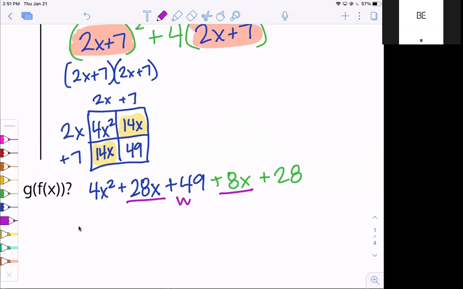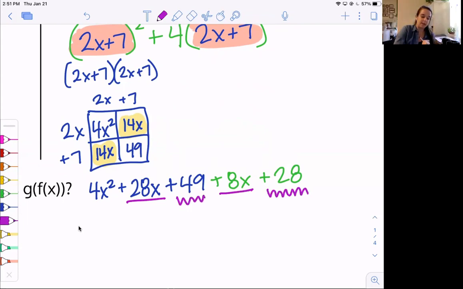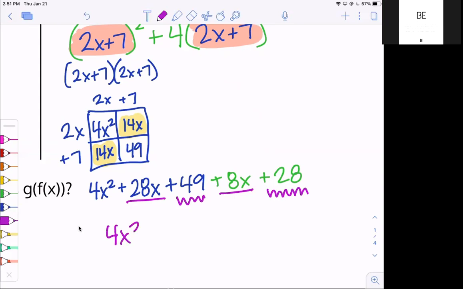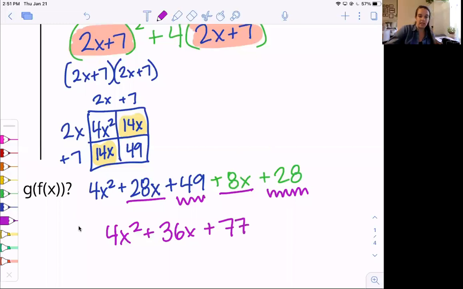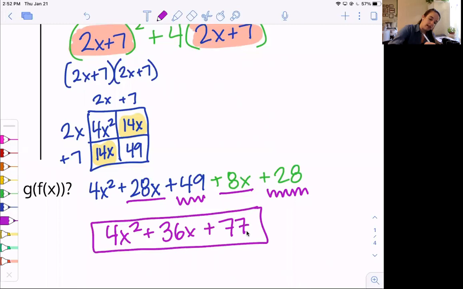49 and 28. All right. Anybody want to tell me what I should write then? 4x squared plus 36x plus 77. Yes, plus 77. So we did 28 plus 8 gives me 36. We did 49 and 28 gives me 77. Whew. That was much more complicated, but the idea remains the same, right?